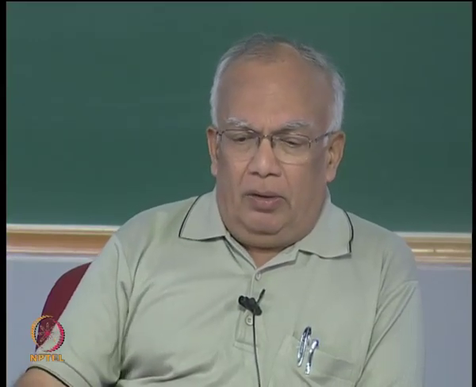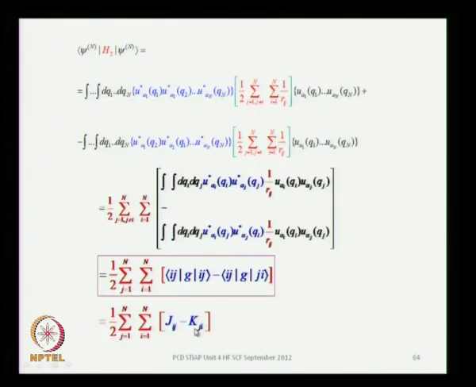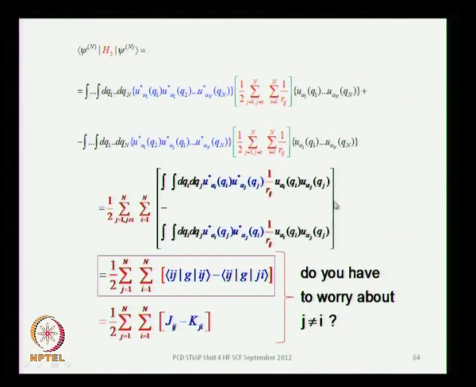Now, you can write the Coulomb integral as J_ij and exchange as K_ji, this is just a matter of notation. I would like to ask if you need to worry about j not equal to i, because when you wrote this operator you were careful to exclude the j equal to i term, right. Now over here in the last step I have not taken any care of excluding j equal to i, because the Coulomb and the exchange cancel for j equal to i anyway. So, it really does not matter, okay. So, that is not an issue.